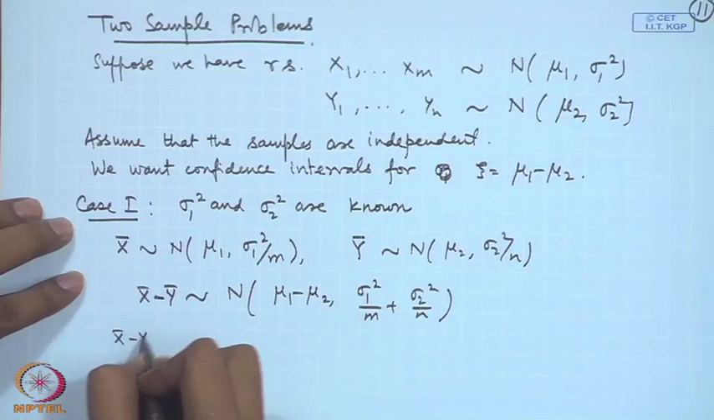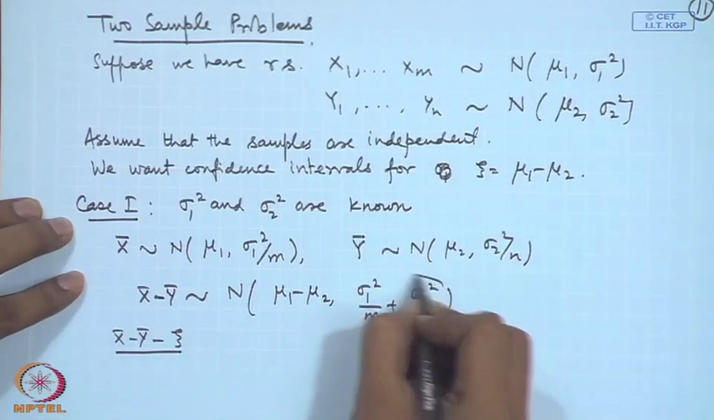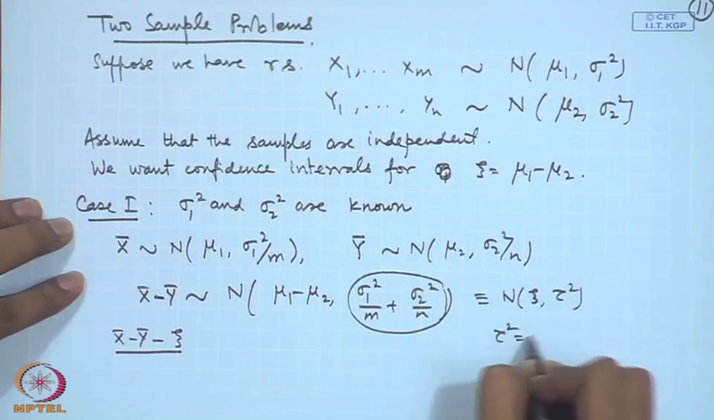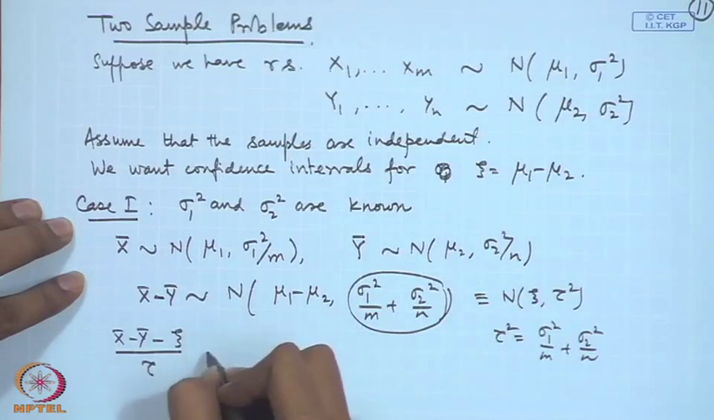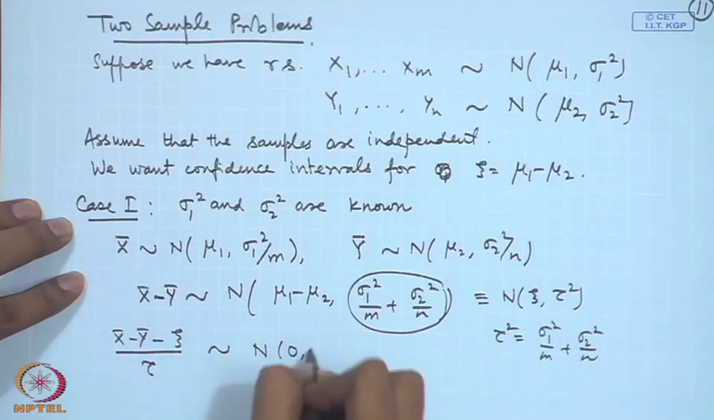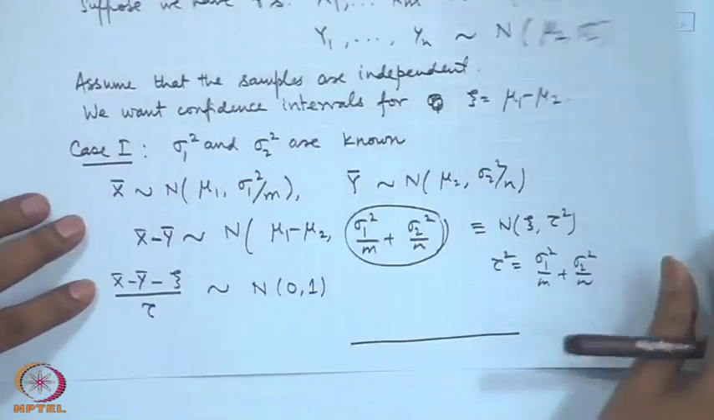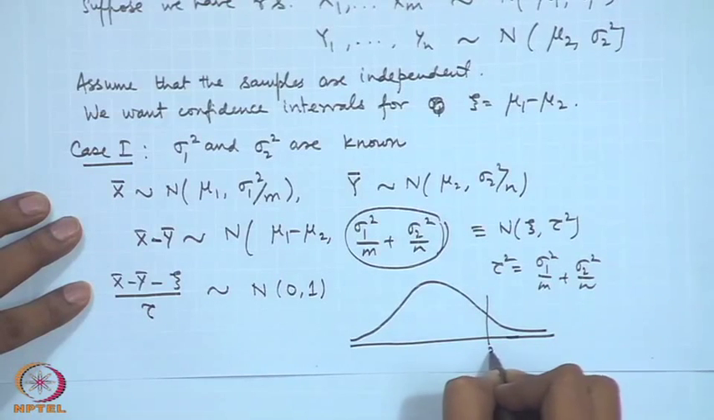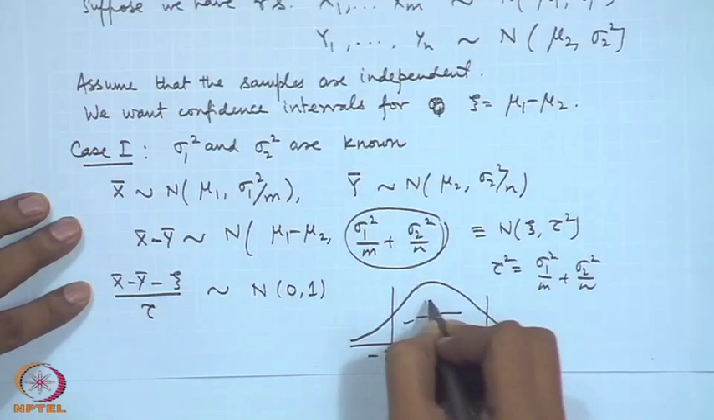So, (x bar minus y bar minus xi), where this xi is denoting mu 1 minus mu 2, divided by this quantity, let us call it normal xi tau square. So, this tau square is nothing but sigma 1 square by m plus sigma 2 square by n. So, this divided by tau will follow normal 0 1. So, once again now we can use this as the pivoting quantity, and we can look at the standard normal curve. So, z alpha by 2 and minus z alpha by 2, so that this probability is 1 minus alpha here.